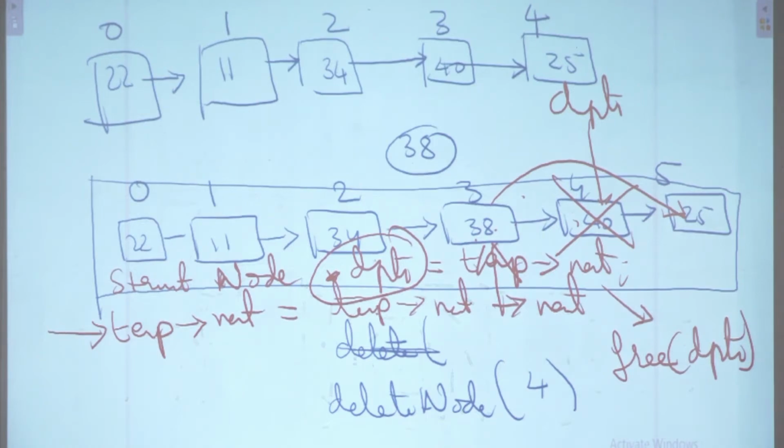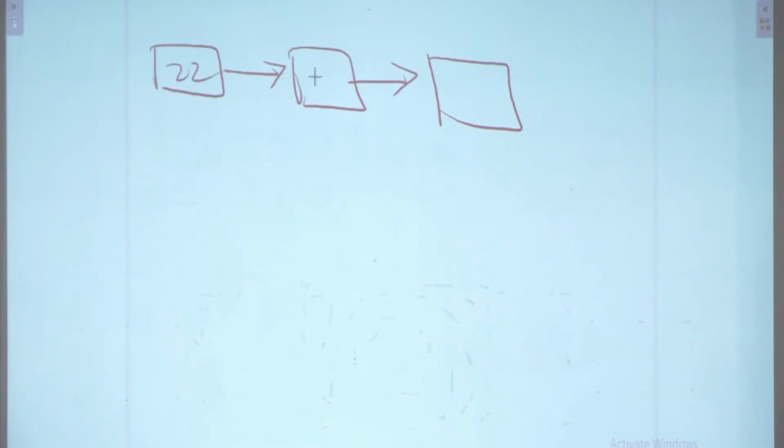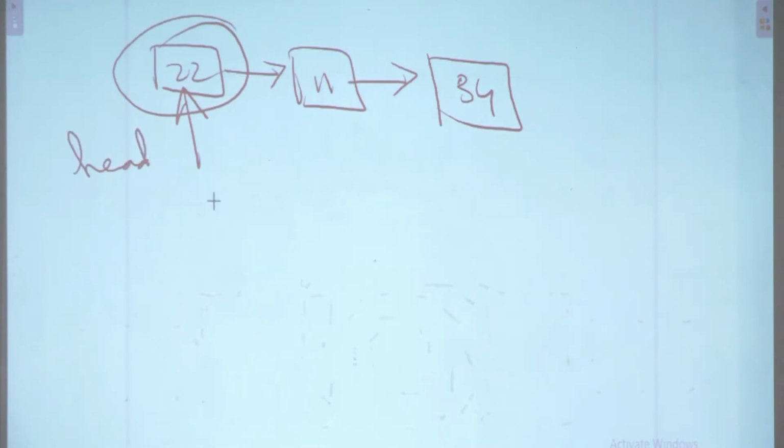So let me draw it again. Suppose the node that I want to delete is at position 0. So let's pretend this is 22, 11, 34, whatever. I'm not drawing the whole list. So I want to delete this guy. If I want to get rid of this guy, he is the head, remember? So when will that happen? When pos is 0. So I have to write this condition.